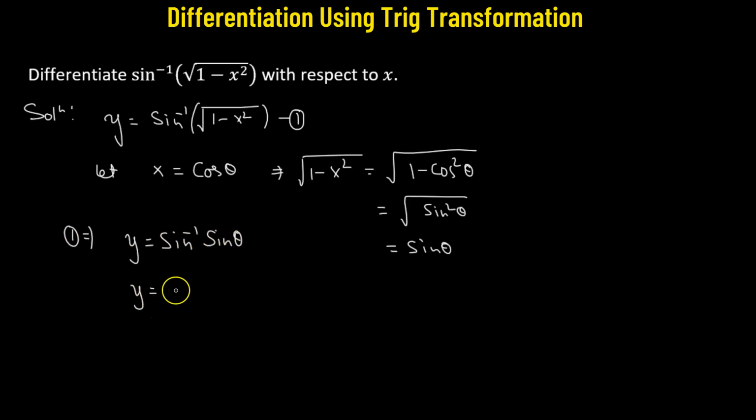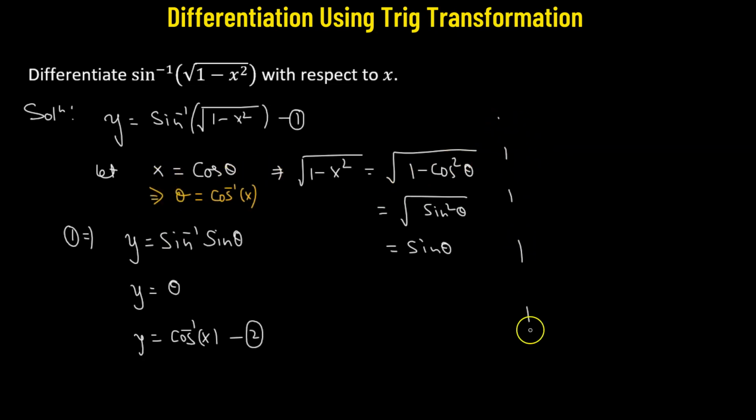That means y will be equals to simply theta, and since we considered x to be equals to cosine of theta, that would mean theta will be equals to cosine inverse of x. Or simply put, y is equals to cosine inverse of x. Let this be equation number 2. The 1 and 2 are equivalent to each other, whenever we make the transformation x equals to cosine of theta.